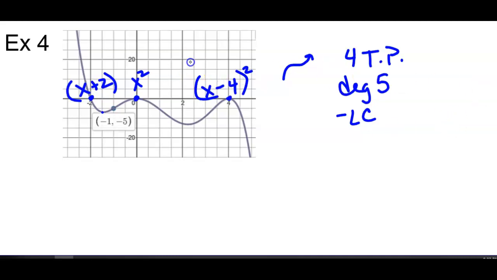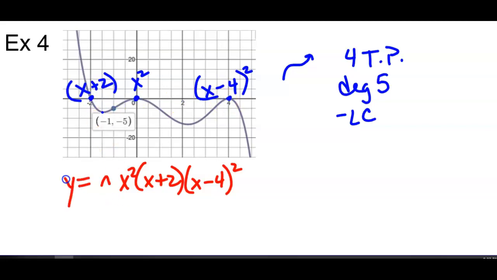All right, let's try this. We have an x plus 2, degree 1. We have a 0 that was a bounce, so we have an x that's squared. And another bounce at 4, so x minus 4 is also multiplicity 2 to cause that tangent spot here and here, okay?